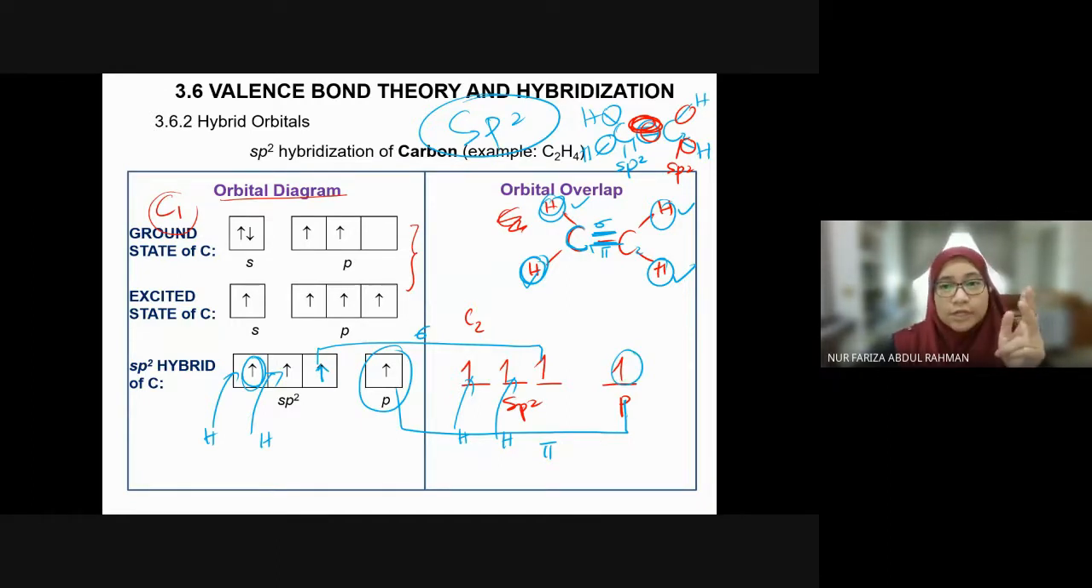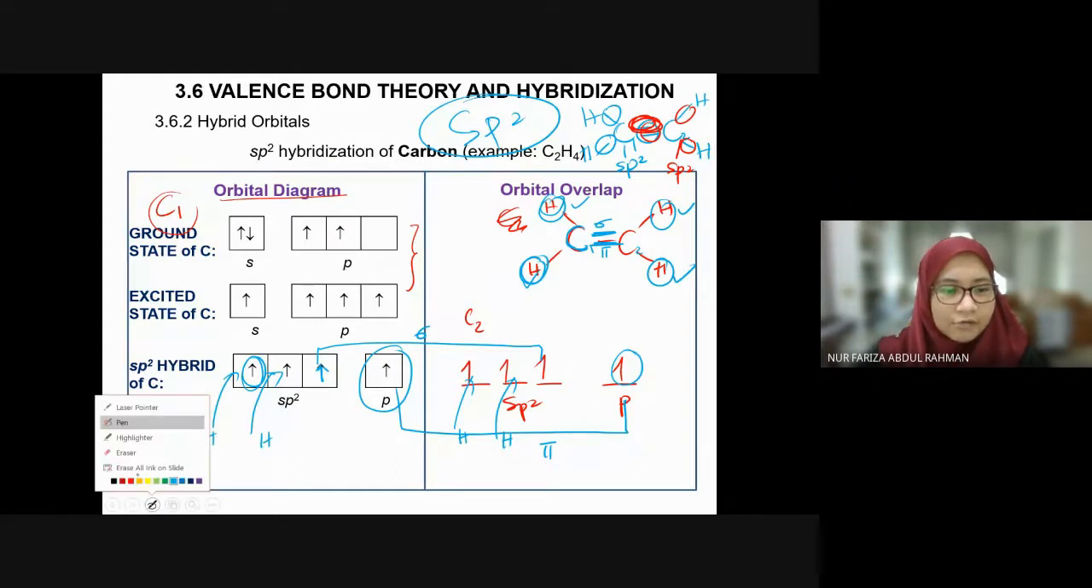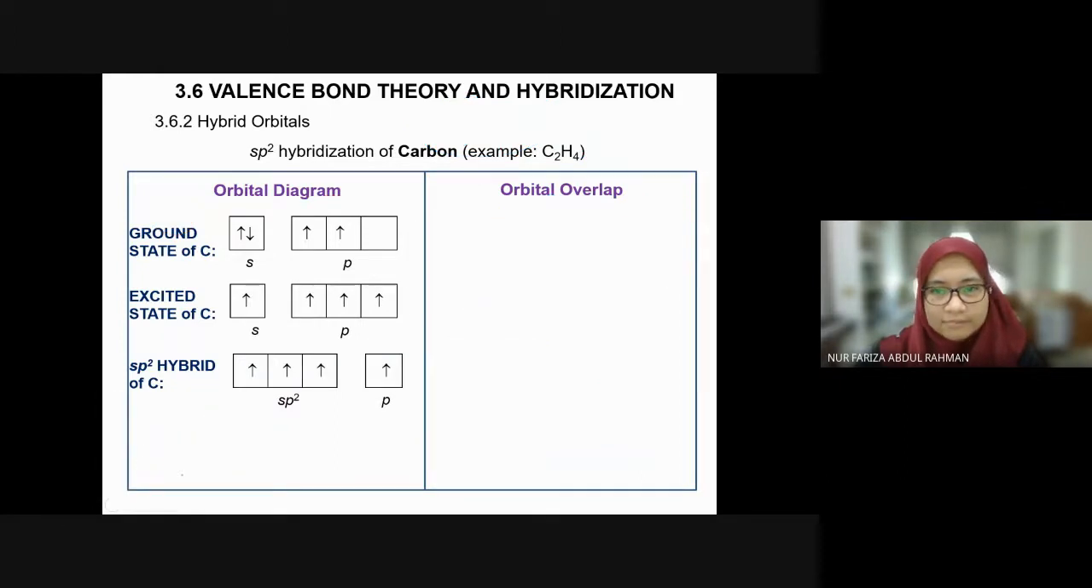So you kena ada 2 lah. That means kalau you ada 3 pun, 3 ke 4 ke 5, that means you imagine you should have 5 orbital diagram to represent all the centrals. Okay? Alright, so now how do we draw the orbital overlap?